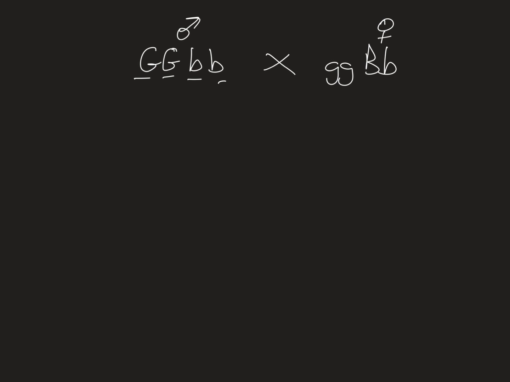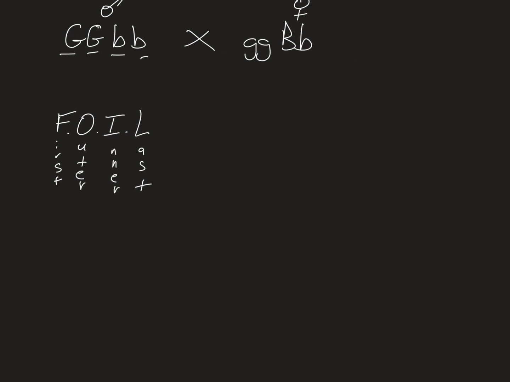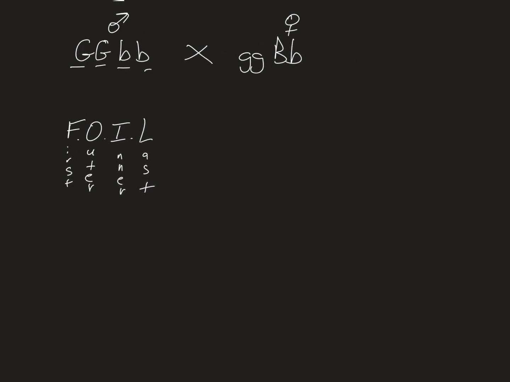So how do we determine how many different combinations of G and B are going to be in those sperm? We're going to use something called FOIL. FOIL: first, outer, inner, last. FOIL. And you'll be using it in algebra if you haven't done it yet. So big G, little b can get us, let's take a look.